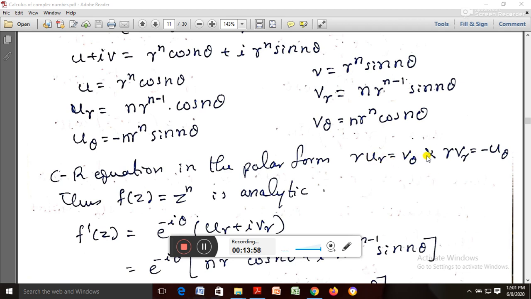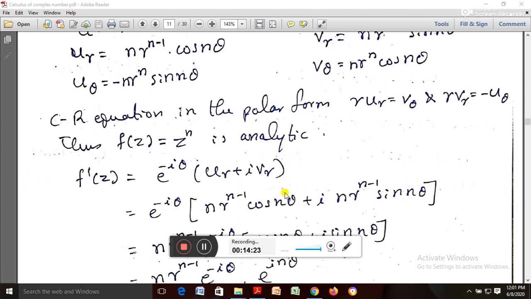The second one is r into v_r is equal to minus of u_theta. If you multiply r here, r raised to minus 1 and r raised to 1 cancel, remaining is n into r raised to n sin n theta, and minus of n into r raised to n sin n theta. So both answers will be the same, one is minus, so this also satisfies the condition. Therefore f of z is equal to z raised to n is analytic. Then the next part is we have to find the derivative.